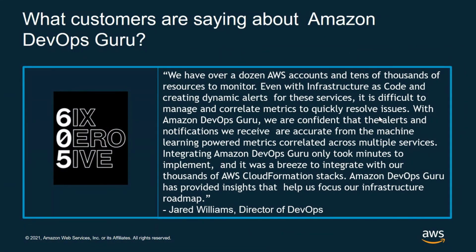And here you have a great quote from 605, just really highlighting the ease of use and how this automation at scale, especially as you're expanding, in this case, across dozens of AWS accounts and tens of thousands of resources to monitor. I can't even imagine how many metrics and how much operational data is available there that you have to stay on top of as you're trying to improve this application availability.